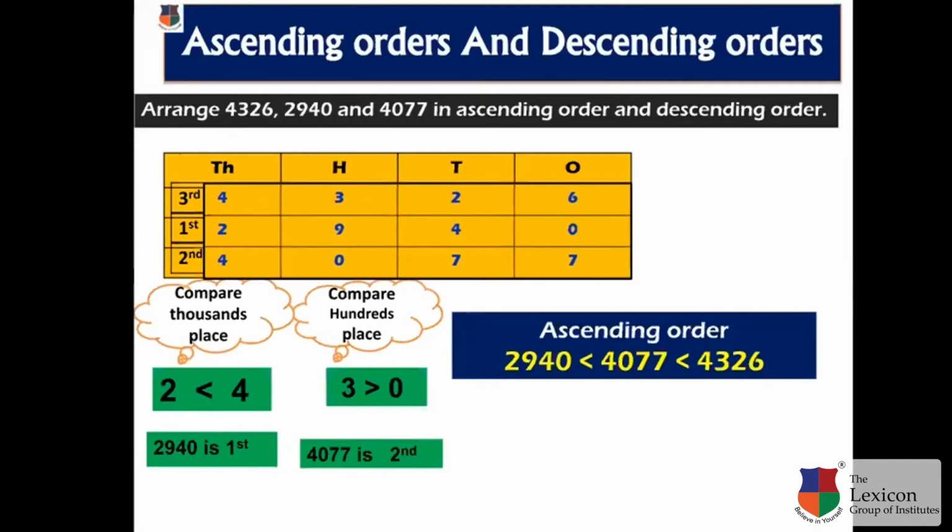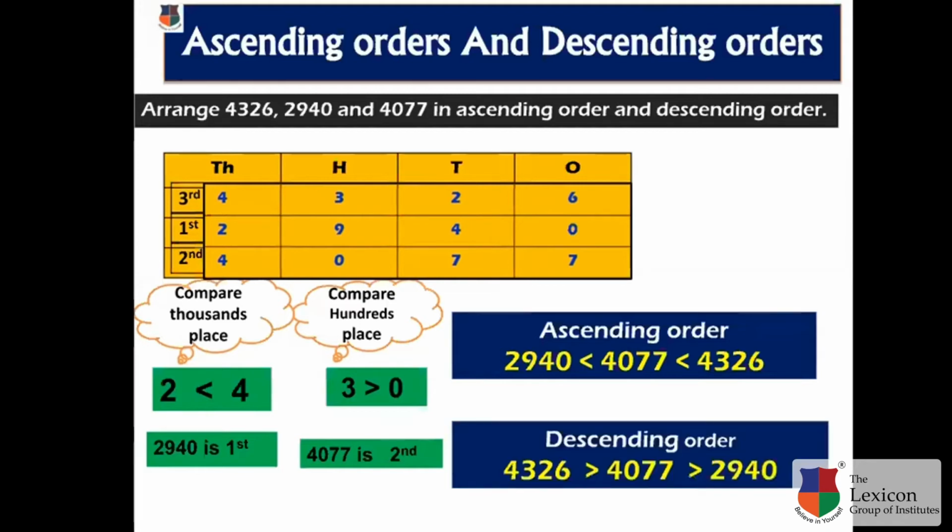So what will be the ascending order of these numbers? First 2940, then 4077, then the greatest number, that is 4326. And when you arrange these numbers in reverse order, you will get the descending order. Correct? So in descending order, I will start from the bigger number and end with the smaller number. So the biggest number, that is 4326, will come at first position.